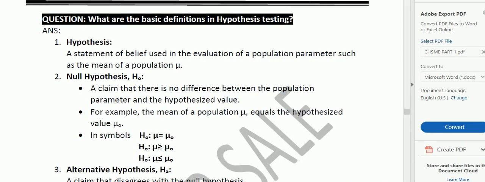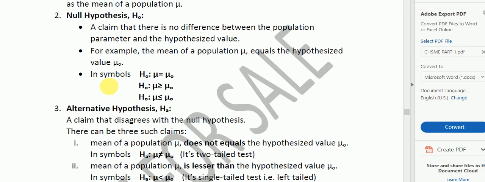Okay, so we'll start off by revising some of the basic concepts in hypothesis testing. So basically we have a hypothesis. A hypothesis is a statement of belief used in the evaluation of population parameters such as the mean of a population, mu. We have two kinds of hypotheses in hypothesis testing: one is the null hypothesis and the second one is the alternative hypothesis. The first one is the null hypothesis. A null hypothesis is a claim that there is no difference between the population parameter and the hypothesized value.